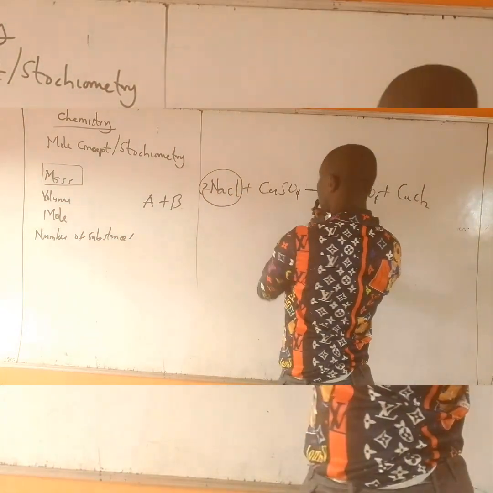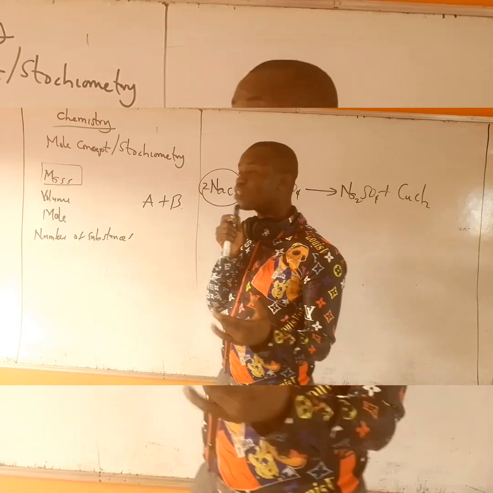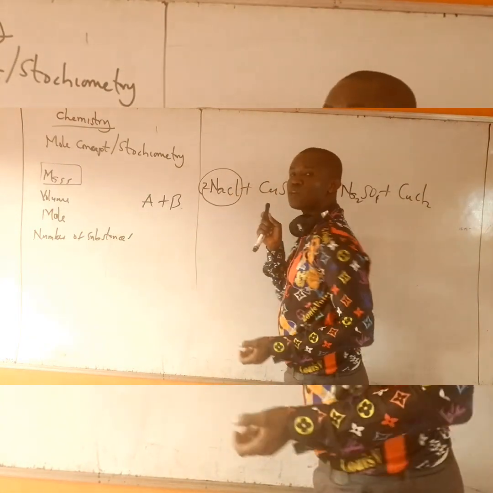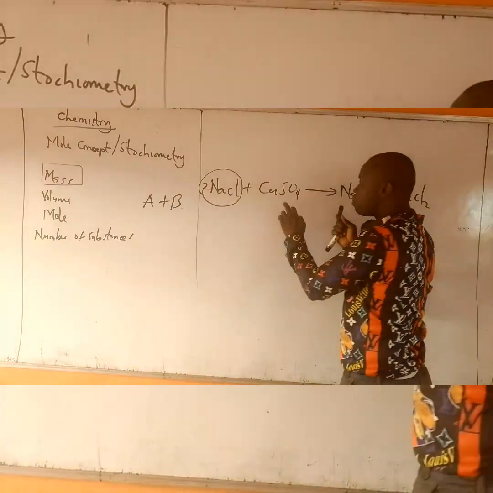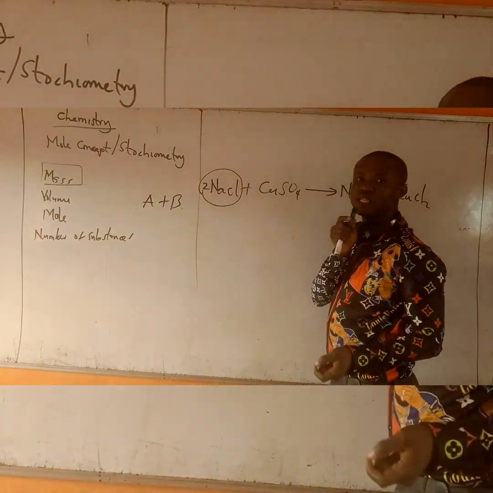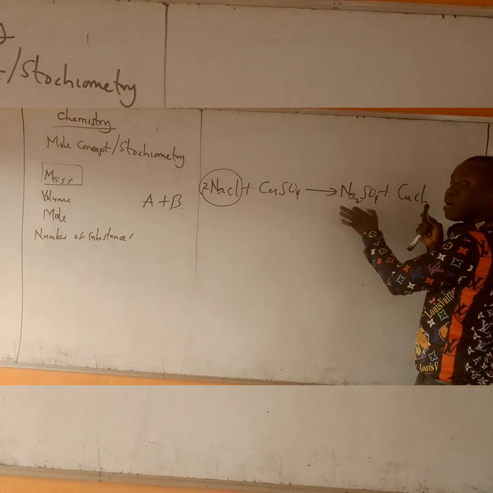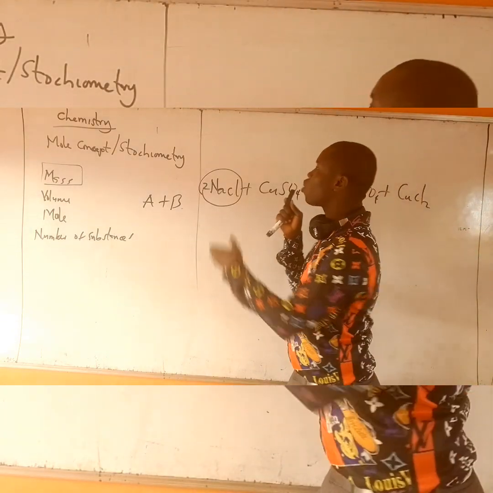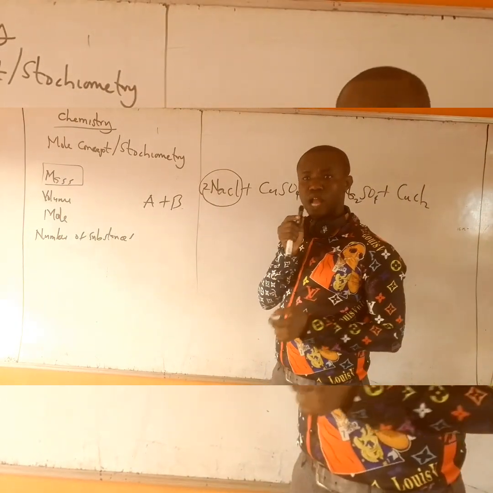How do we answer questions? How do we obtain the mass? For example, if they give us the mass of NaCl, how do we know the mass of this that will react completely with that NaCl? And how do we know the mass of the products that will be formed? Am I communicating? And that is what we are doing in stoichiometry.